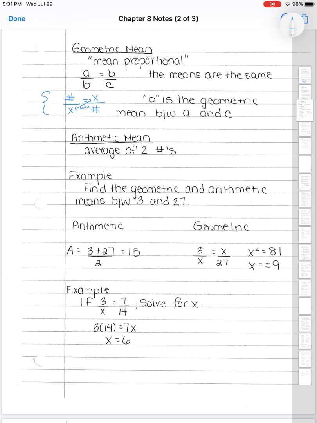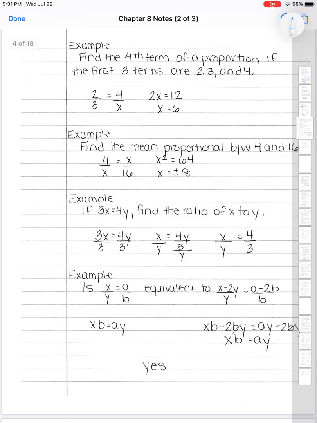So the arithmetic mean is the same as what you would have done in an algebra class. It's the average. So if you're ever asked to find the geometric and the arithmetic mean between 2 numbers, arithmetic's the easiest. We're just going to add the 2 of them up, 3 and 27, and then divide it by 2, and you get 15. Whereas geometric, again, here's your setup for geometric. So you're going to take your first number 3, put it over x, equals x over your second number, which is 27. Then when you cross multiply, you get x squared equals 81. So x could either be plus or minus 9. So both of those answers need to be given. Don't just give the positive or the negative. You have to give both.